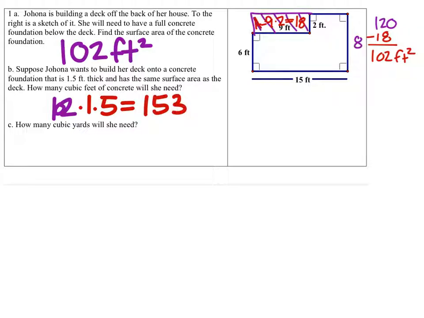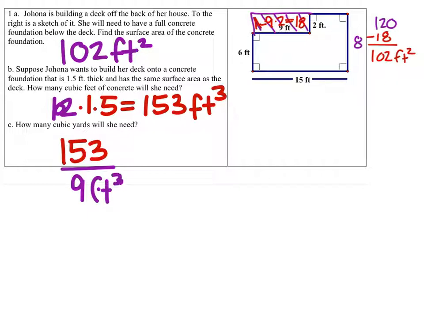Now the answer is 153, but we have to be careful with the units because this is in feet. Because it's volume, it is feet cubed, because it's 3 dimensions. How many cubic yards will she need? Well, that's 153 divided by 27, since a cubic yard is 3 feet by 3 feet by 3 feet, 27 feet cubed. And that would tell us how many cubic yards we will need. 5.7 cubic yards of concrete. That is how many cubic yards she would need.